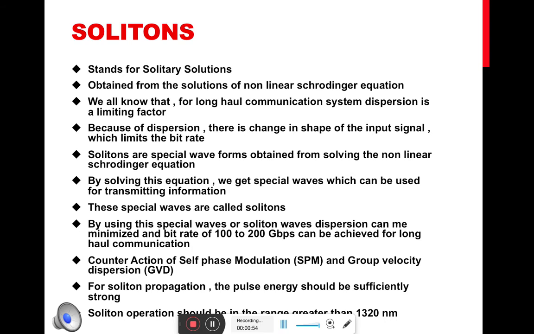So, from where do we get the soliton? What exactly is a soliton? Soliton stands for solitary solutions. The solitary solutions are obtained by solving the nonlinear Schrodinger equation. If we are modeling our optical communication system by using a nonlinear Schrodinger equation and solving that equation, we get a solution, known as solitary solutions, in the form of a special wave which can be used for propagation in optical communication systems. By using such special waves, we are limiting the dispersion and also improving our bit rate.